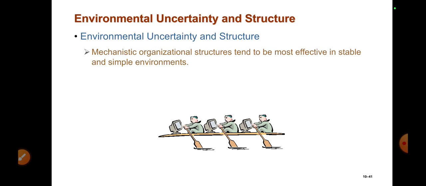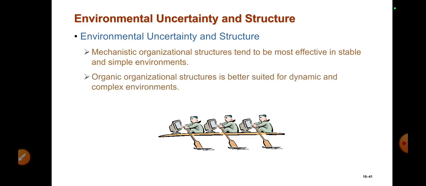Mechanistic organizational structure tends to be most effective in a stable and simple environment. That means if the organization doesn't face any uncertain events or changes, they can follow the mechanistic structure. They can always rely on formal rules and regulations. But if the environment is changing in nature, if the economic, political, and technological structures change frequently, they have to change their rules and regulations also. They have to update their activities, and frequently they have to change their movement. At that time, the organic structure is highly suitable.